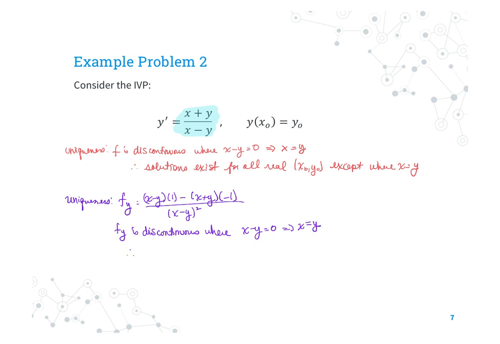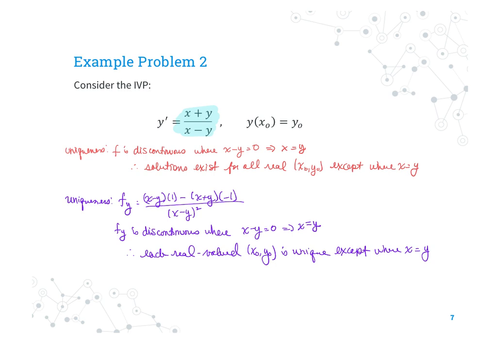Therefore, we'd say each real valued x naught, y naught is unique, except where x equals y. It's the same discontinuity that we had for the existence. Sorry, I wrote the same thing twice, didn't I?